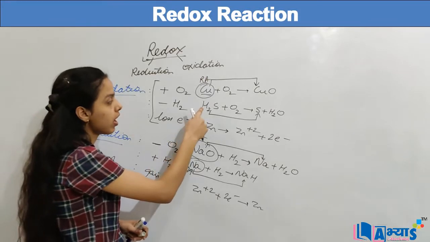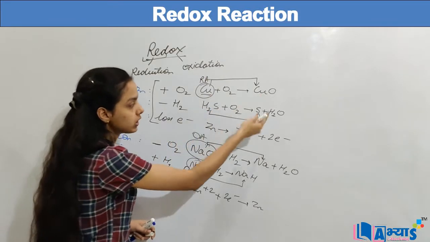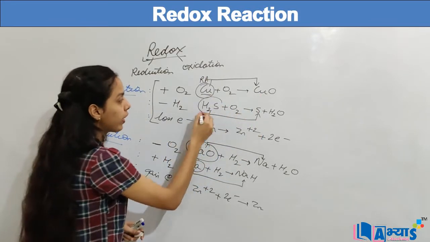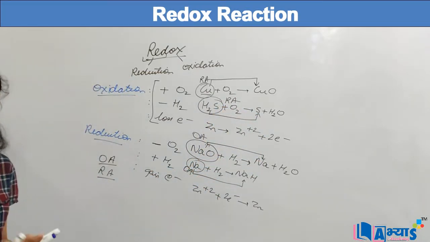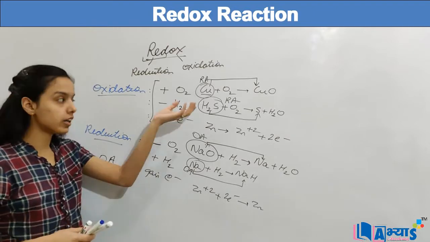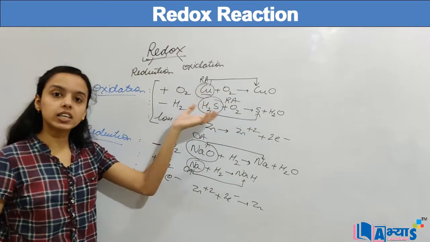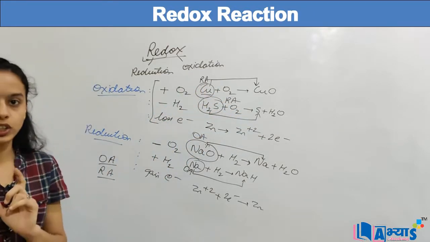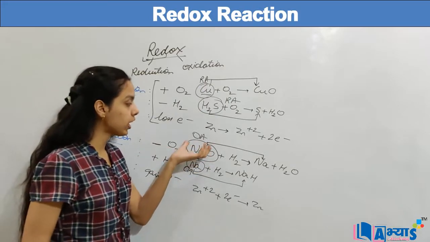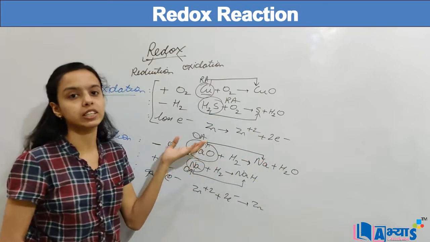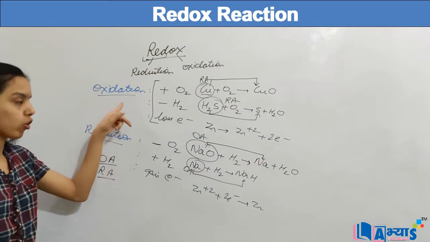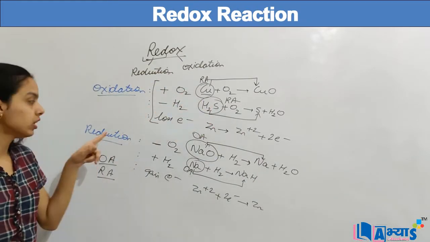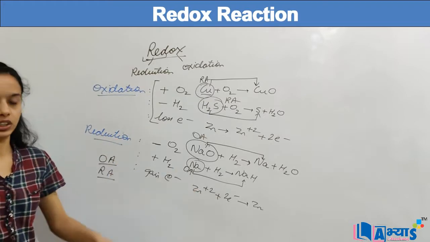In this case, hydrogen sulfide is oxidized to sulfur. So hydrogen sulfide is known as the reducing agent. That means in any compound which is undergoing oxidation, that compound is known as the reducing agent, and that compound which undergoes reduction is known as the oxidizing agent. Now we have four important terms: oxidation, reducing agent, reduction, oxidizing agent.